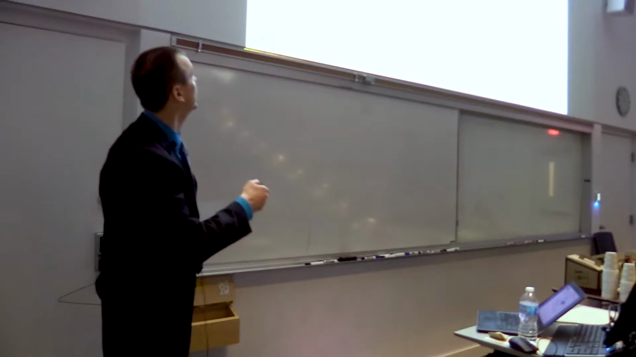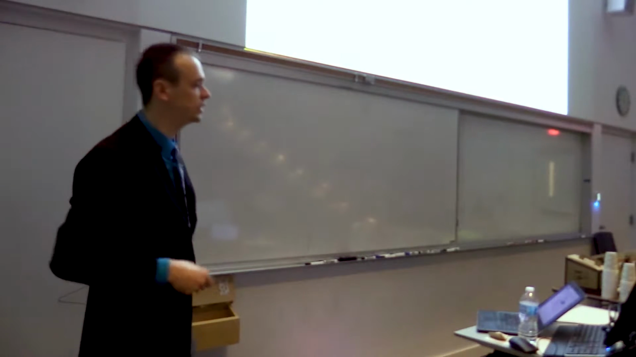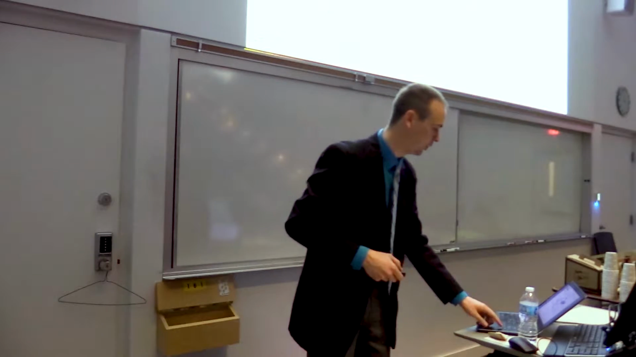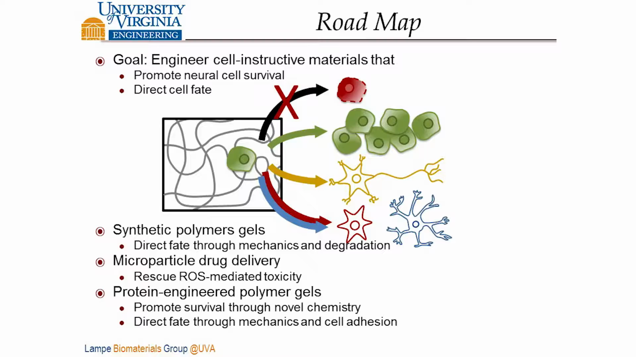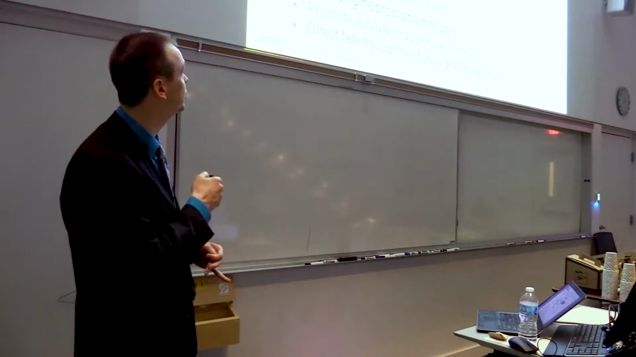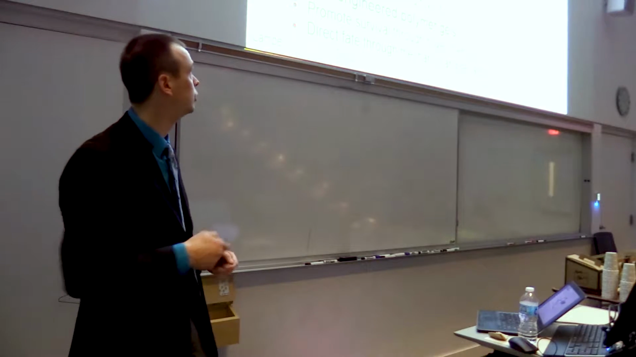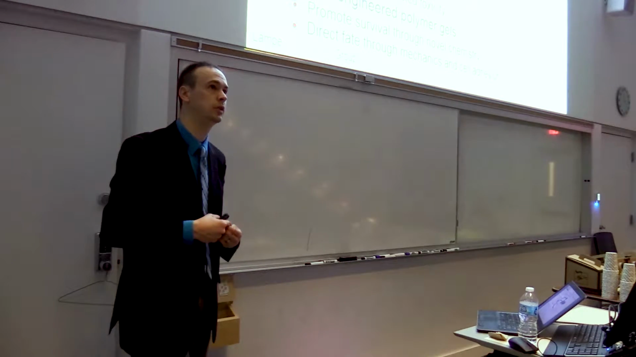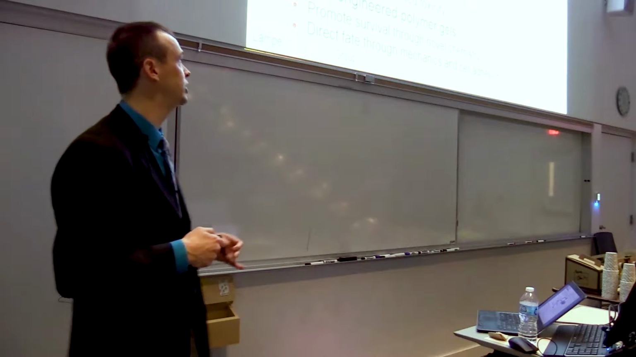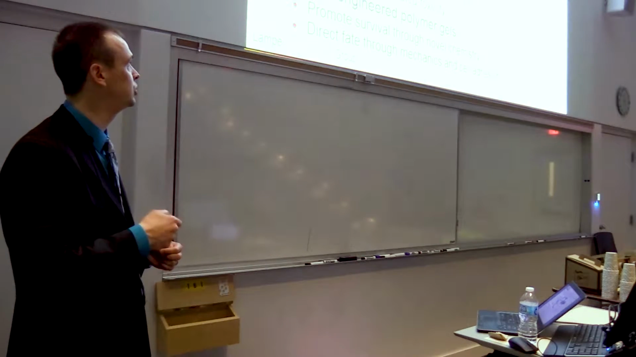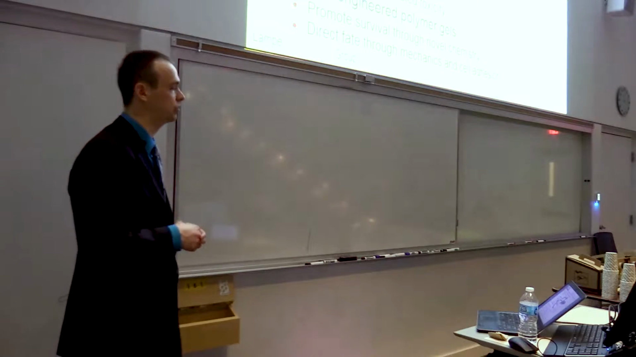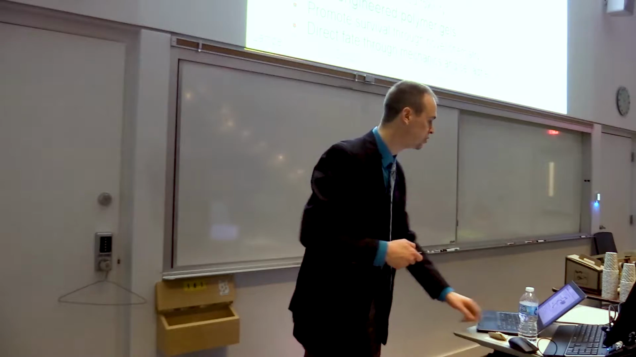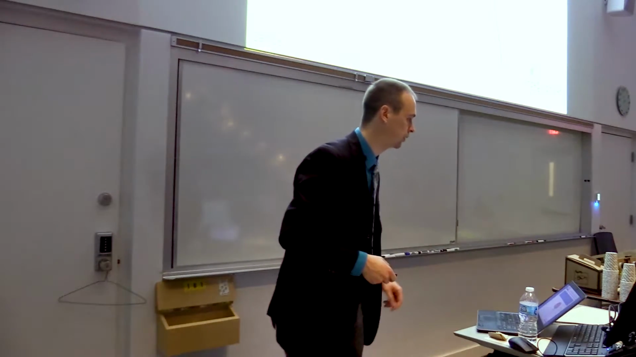So we'll take a look at this, looking at promoting neural cell survival and directing cell fate, looking at all these different pathways. And I'll tell you 3 different snippets about work that we've been working on. One, using synthetic polymer gels. So we make these polymers synthetically that we use to direct fate through changing the mechanics and degradation of the material. I'll tell you a little bit about some microparticle drug delivery. We rescue cells from some reactive oxygen species or oxidation-derived injury. And then some protein-engineered polymer gels that we use to promote survival and then direct fate. So I'll tell you a little bit about each of these, starting first with these synthetic polymers.